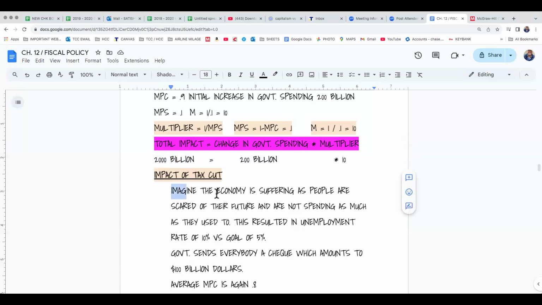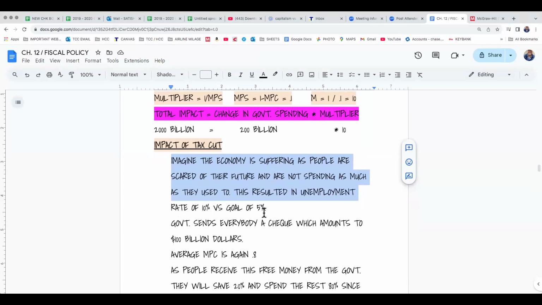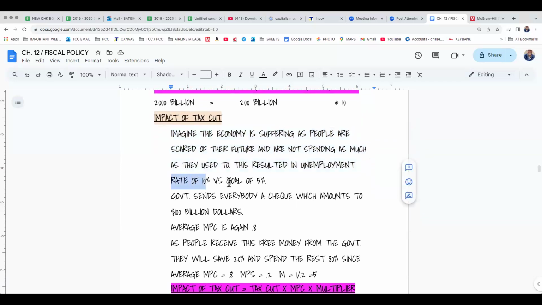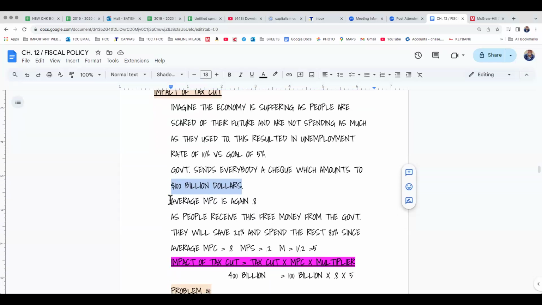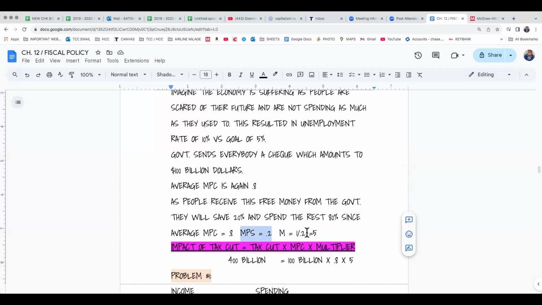Again, we're going to imagine the economy is suffering as people are scared of their future and are not spending as much as they used to. This results in an unemployment rate of 10%, where our goal is 5%. So government sends everybody a check. Imagine every taxpayer, every citizen gets a check, and the checks total $100 billion. And let's say government knows the average MPC is 0.8 again. So MPS will be 0.2 and the multiplier will be 5.